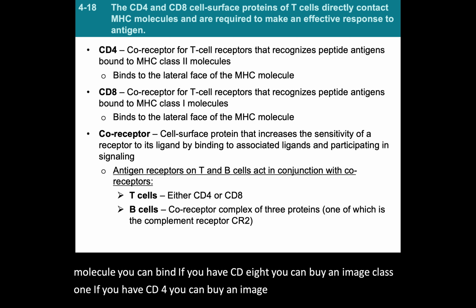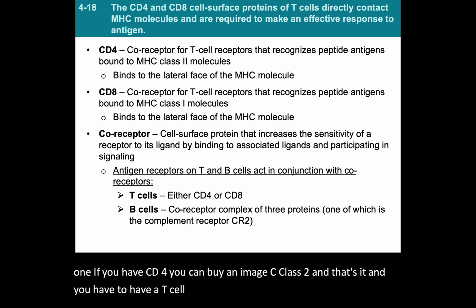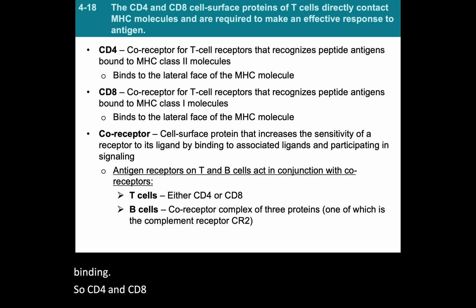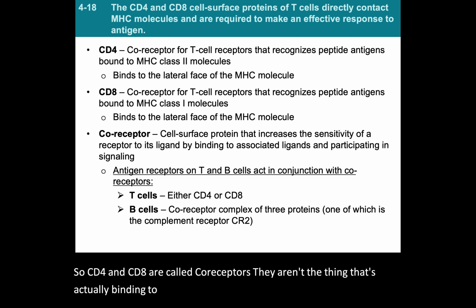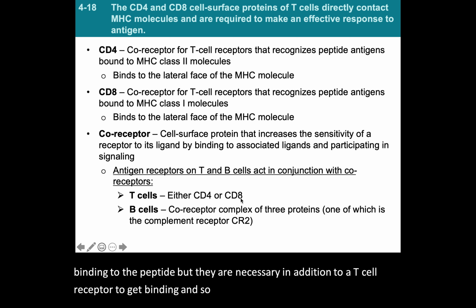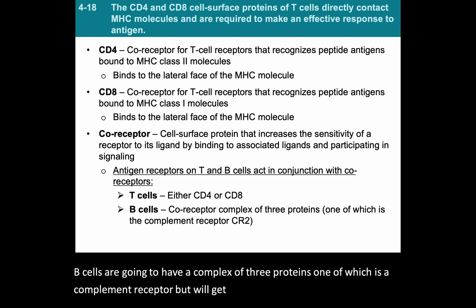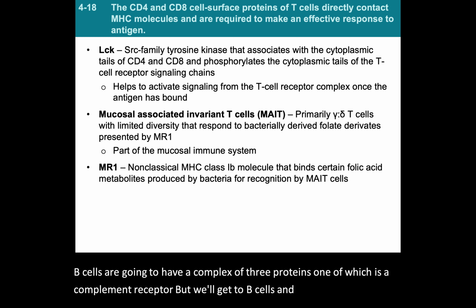And that's it, and you have to have a T cell receptor plus CD4 or CD8 in order to have binding. So CD4 and CD8 are called co-receptors. They aren't the thing that's actually binding to the peptide, but they are necessary in addition to a T cell receptor to get binding. And so T cells are going to have either CD4 or CD8, and B cells are going to have a complex of 3 proteins, one of which is a complement receptor, but we'll get to B cells and their receptors shortly.